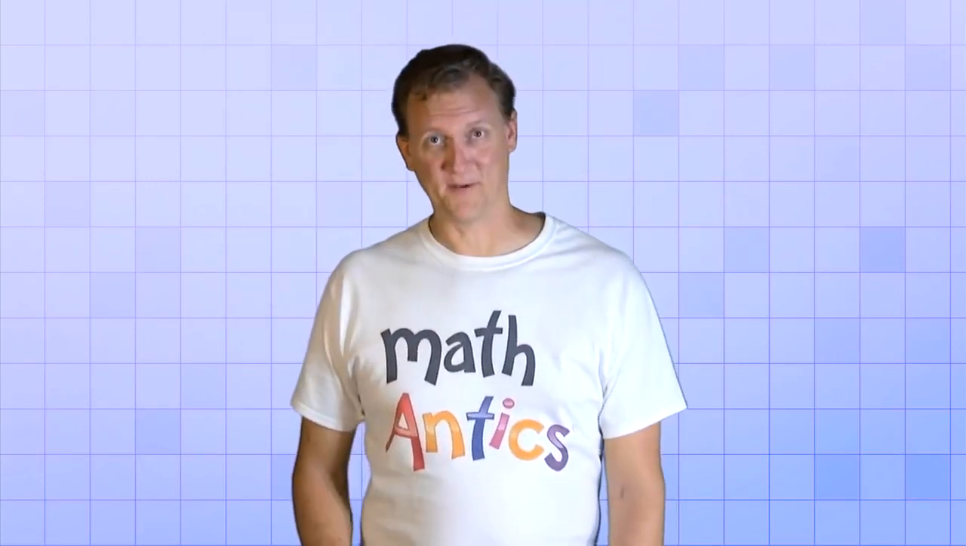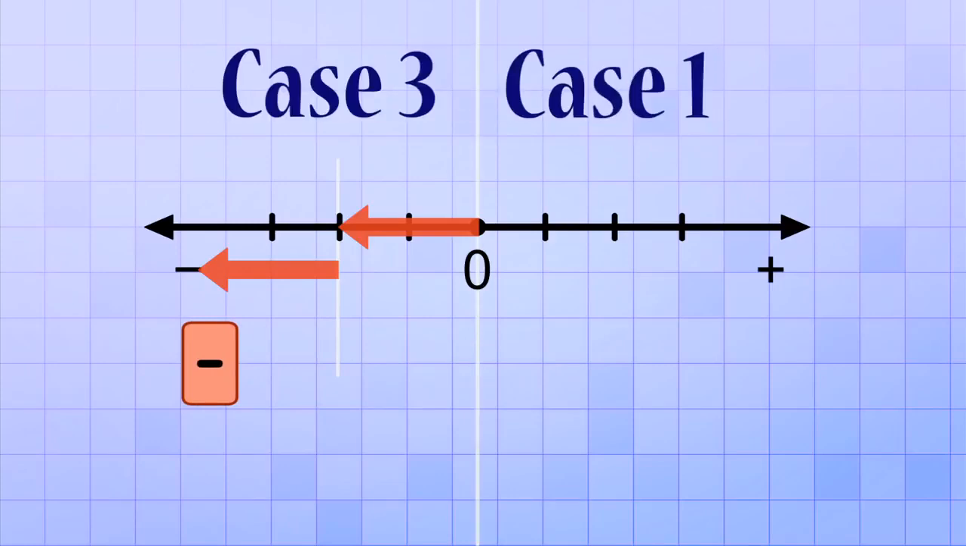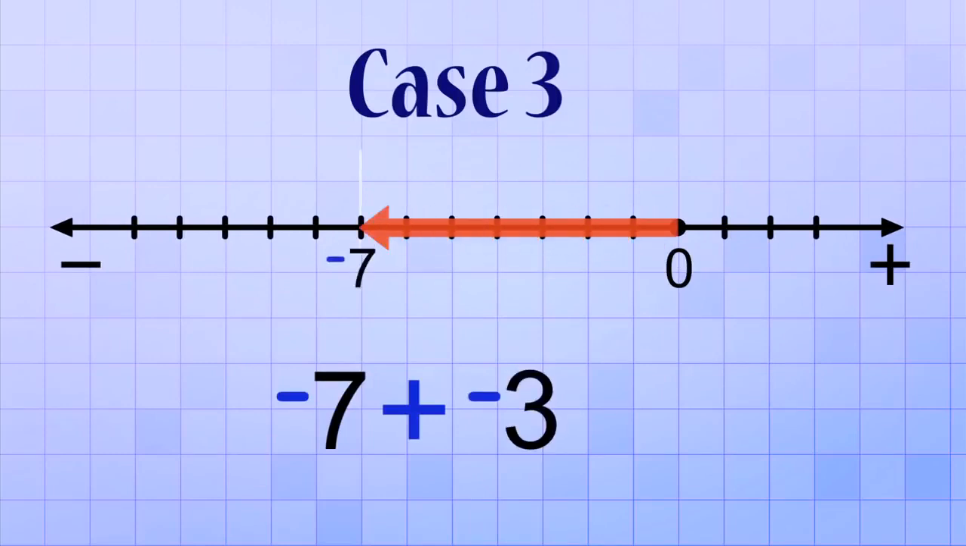Now on to case 3. In case 3, you start with a negative number and you make it more negative. That's really just the opposite of case 1, where we started on the positive side of the number line and made it more positive. For example, let's say that you're given the problem negative 7 plus negative 3. That means that you start with negative 7, and then you make it even more negative by adding negative 3, which gives you negative 10 as the answer.